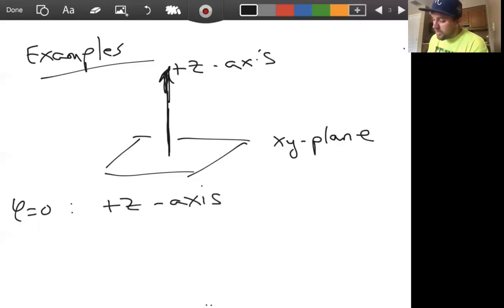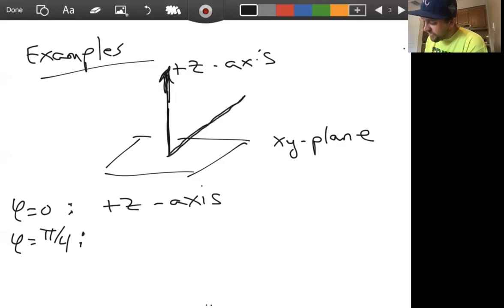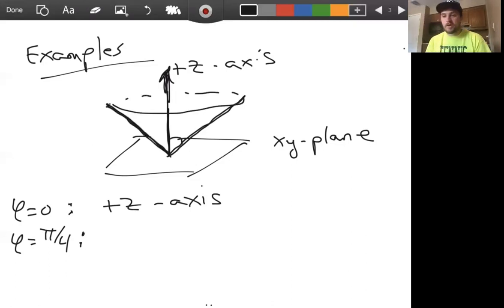What about the angle phi equals, let's say, pi over 4? The angle phi equals pi over 4 is going to be a 45-degree angle down from the positive z-axis. But this is in every possible direction. And so that's a cone. If you can imagine taking a line that has a 45-degree angle to the positive z-axis, if you took this line in every possible direction around this, it sweeps out a cone, right? And so this is a cone.